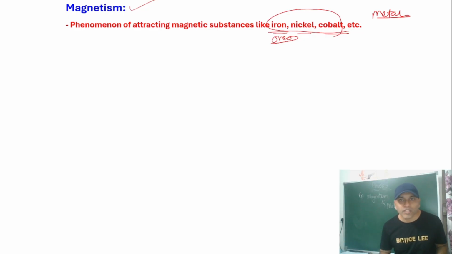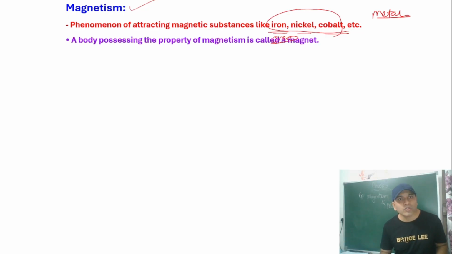Later on we are also going to discuss solenoid. A solenoid can also show magnetism, but that needs some external source. So basically on their own only the 3 metals show magnetism. A body possessing the property of magnetism is called a magnet. So the body of that metal which shows magnetism is called a magnet.